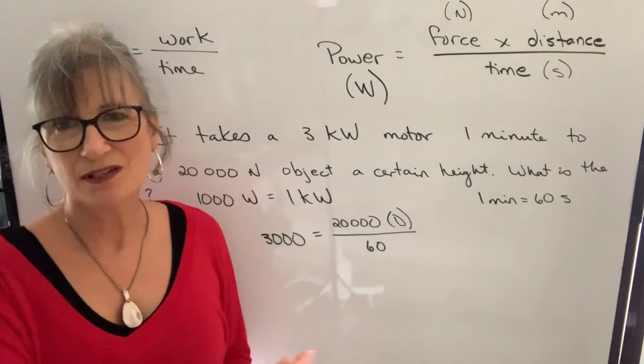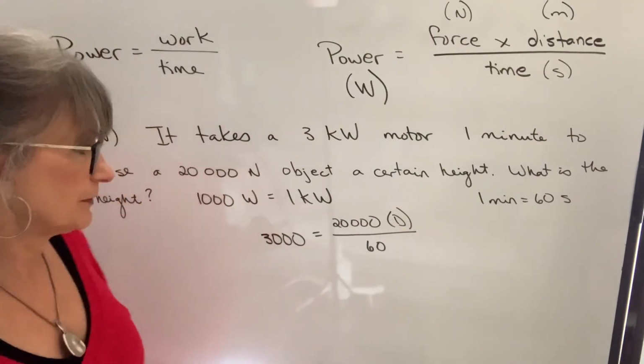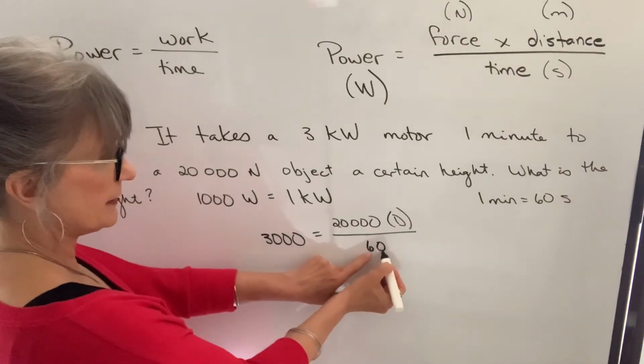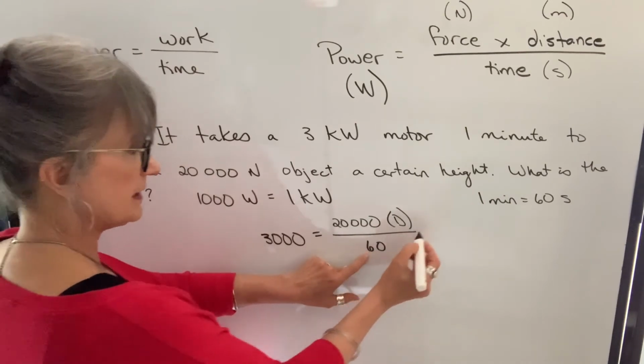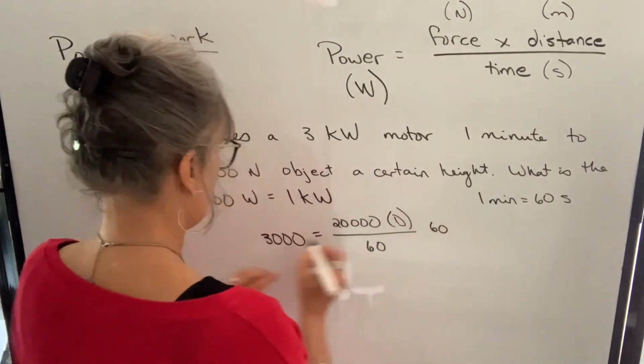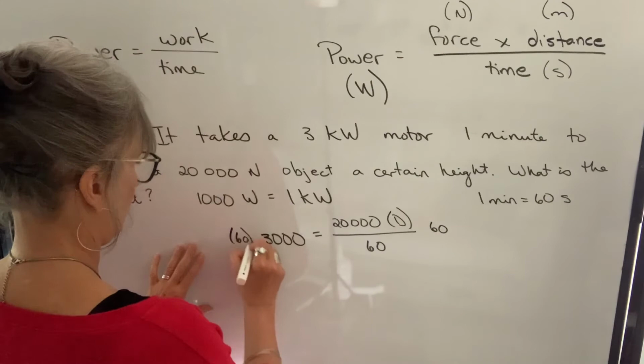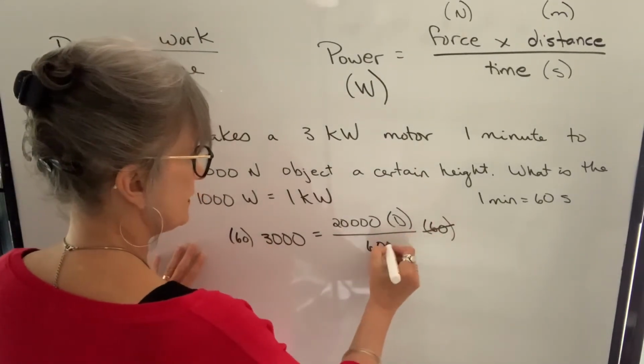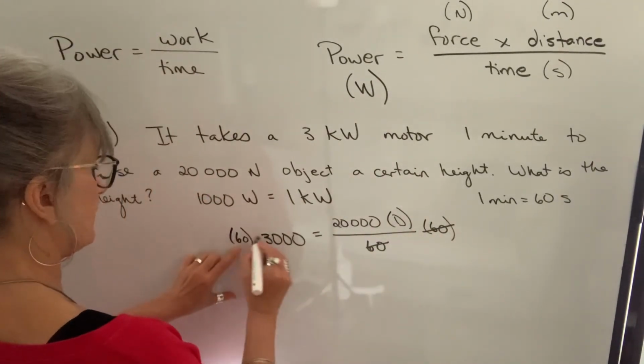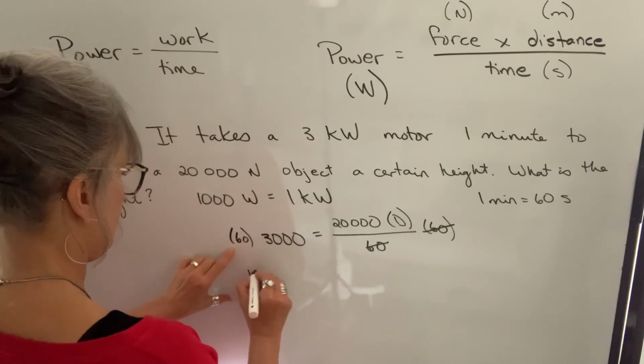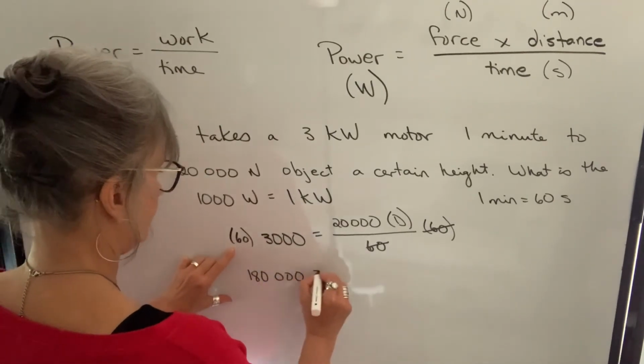But because that number contains decimals, I'm going to do this a little bit differently. I'm going to start by getting rid of the 60. D is being divided by 60, so I'm going to multiply both sides by 60. The 60 will cancel here. 3,000 times 60 is 180,000.